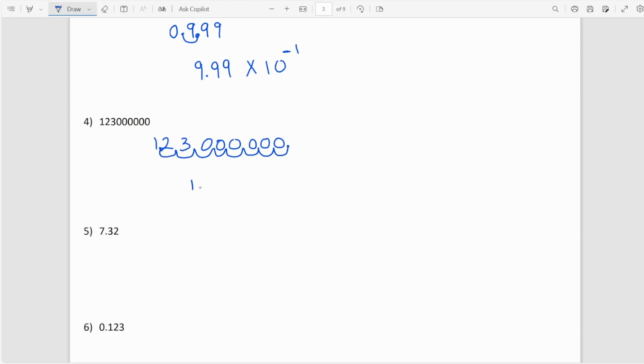So 1.23 multiplied by 10. And we moved 8 times, and our number went from being big to small, so the power will be positive. Okay, that's it. This is the answer right here.